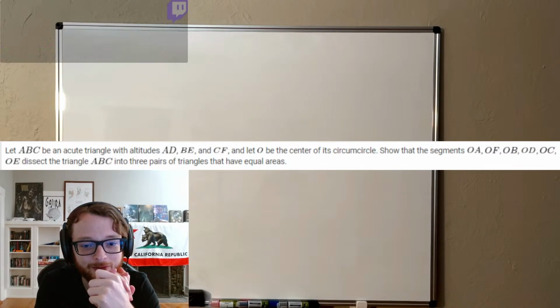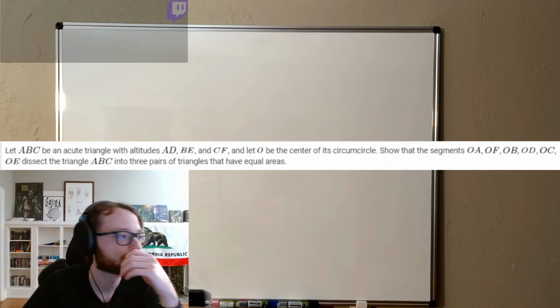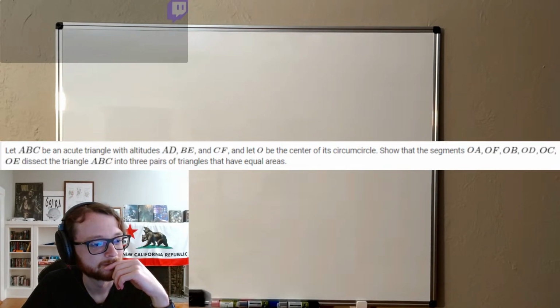ABC being an acute triangle with altitudes AD, BE, CF. That will be the center of its circumcircle. Just is not easy.